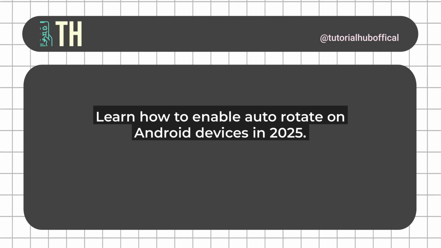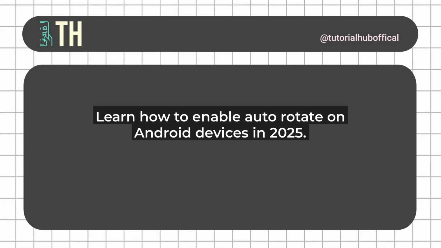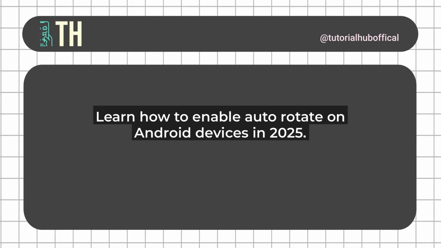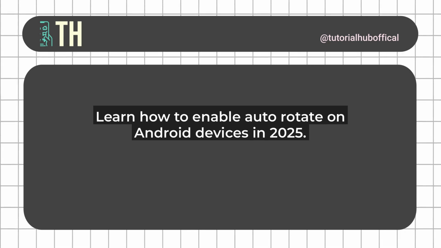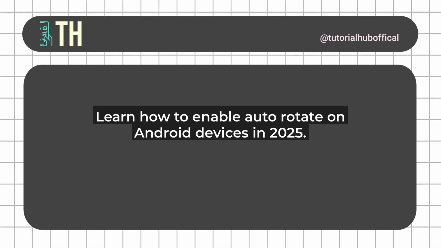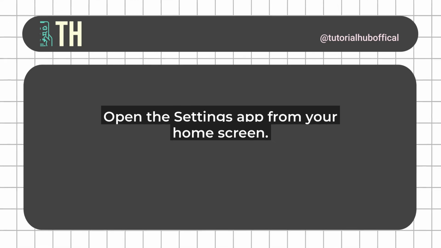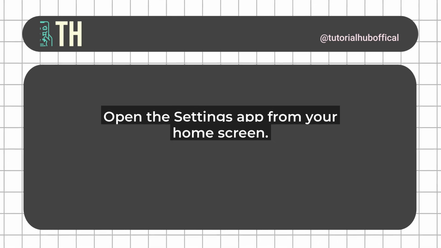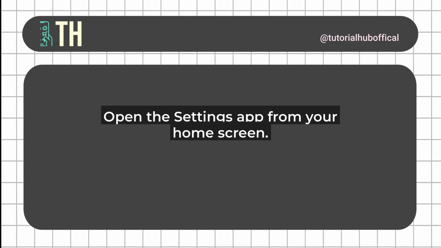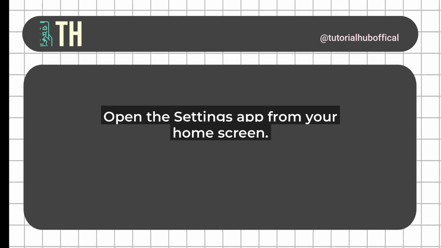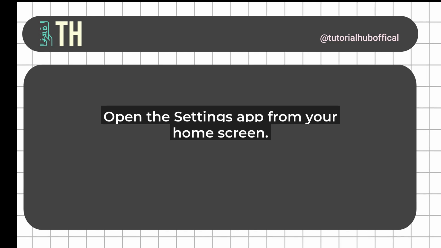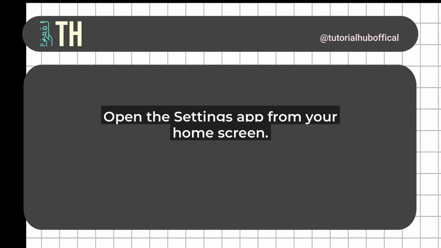Today, we're diving into a super simple yet essential feature on your Android device. How to turn on Auto Rotate in 2025. If you've ever struggled with your screen staying stuck in one orientation, this quick guide will have you sorted in no time. Auto Rotate is that handy function that lets your phone's screen adjust automatically based on how you're holding it, perfect for watching videos, browsing, or playing games on the go.